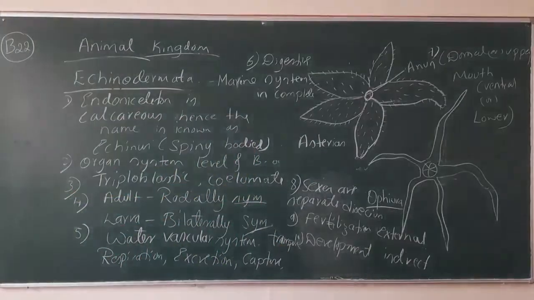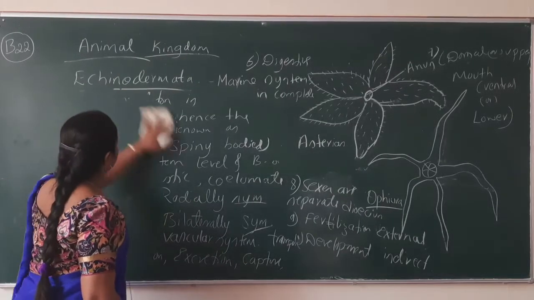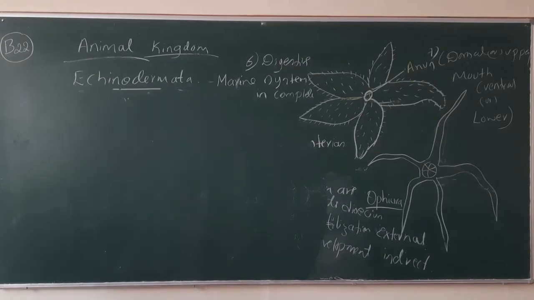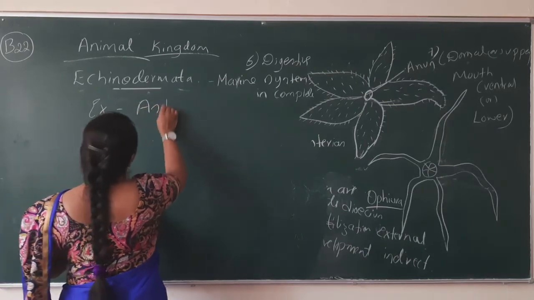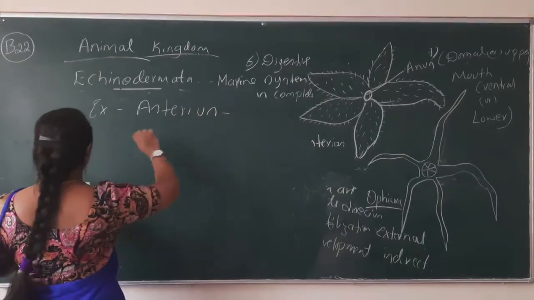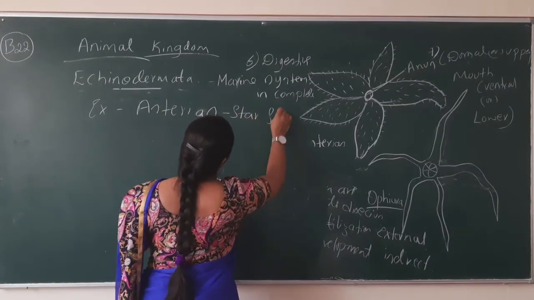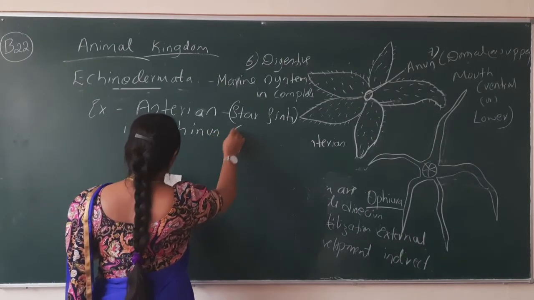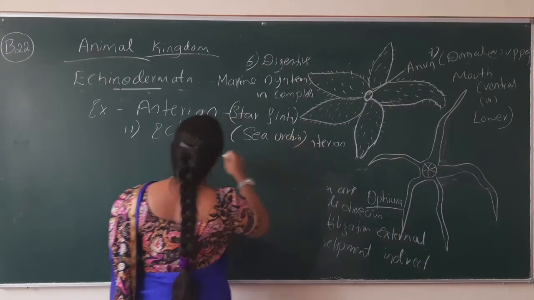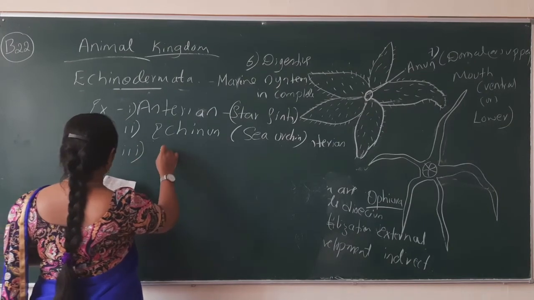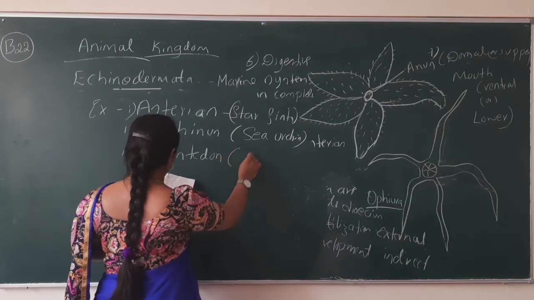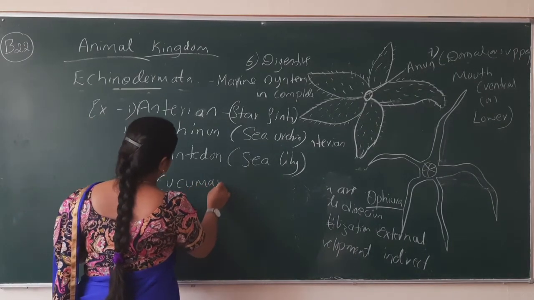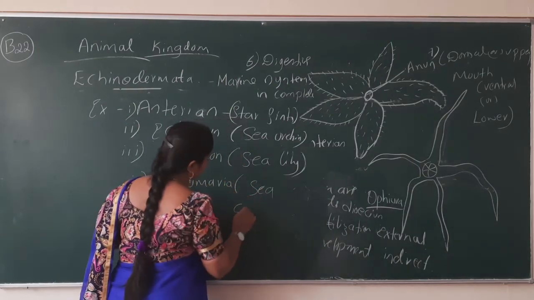So these are all the characteristic features of Echinodermata. Now coming to the examples of Echinodermata. Examples are Asterias, common name starfish. Second example is Echinus, common name sea urchin. Third example is Antedon, common name sea lily. Fourth one is Cucumaria, common name sea cucumber.